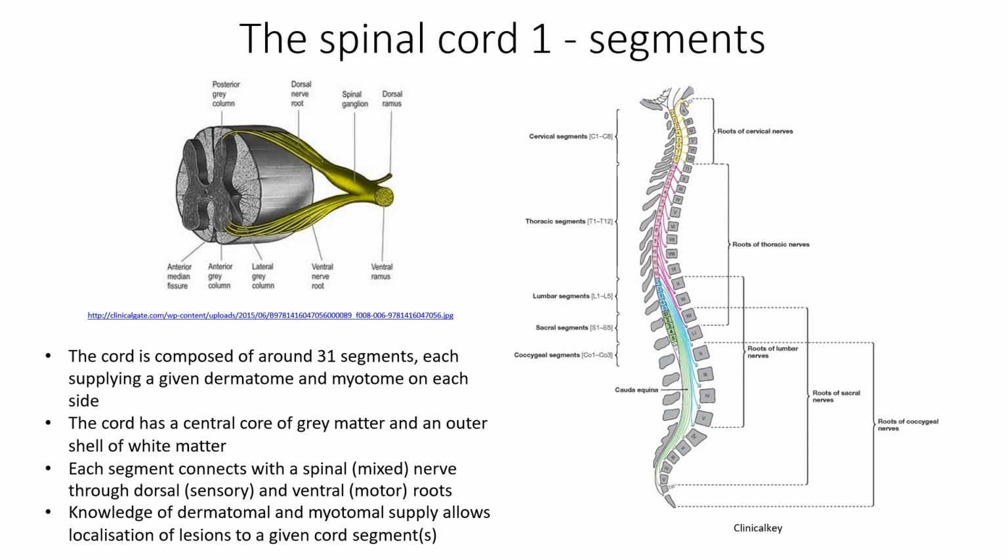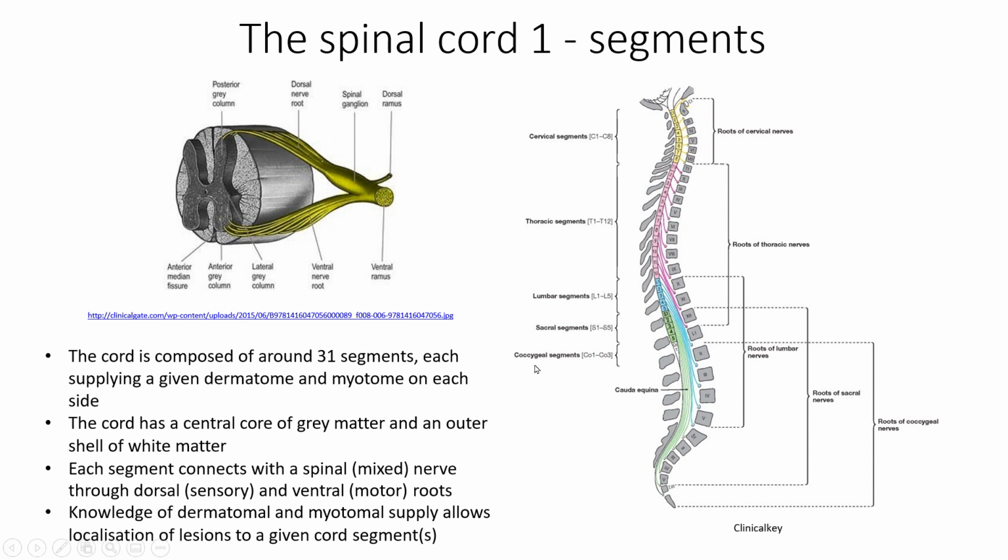Now, there are around 31 spinal cord segments. I say around 31 because the coccygeal segments are variable in number. And each spinal cord segment has a left and a right half, which in turn supplies a given dermatome and myotome on each side of the body. If you're a little bit hazy on the definitions of dermatome and myotome, I do recommend that you go back to your notes from MSK.